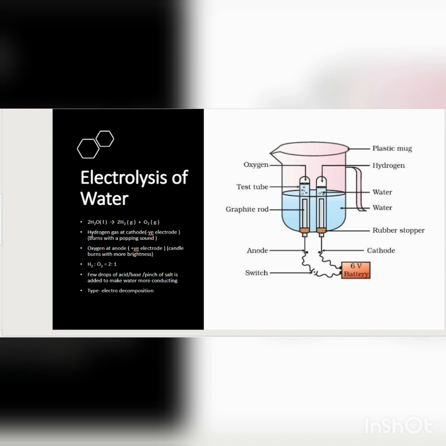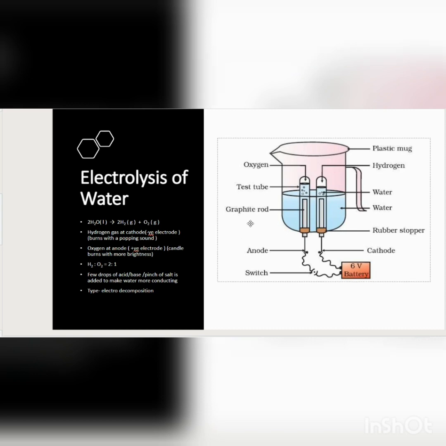Whereas if you take that burning splinter or matchstick near the cathode, we will observe that due to the release of hydrogen gas, which is quite an explosive gas, it will burn with a popping sound. So these two physical tests prove that the gas released at the cathode is hydrogen and the gas released at the anode is oxygen.